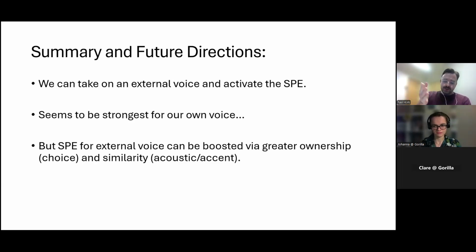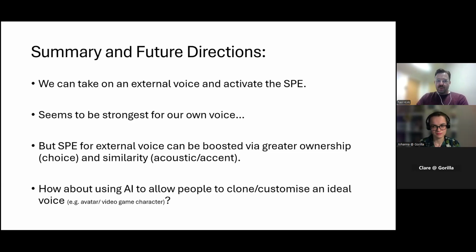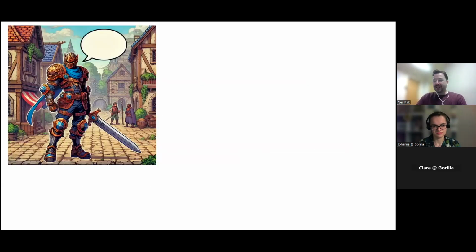But we have shown that the SPE can be boosted via greater ownership in the form of choice and similarity, whether that's in the form of acoustical features or accent. So maybe we could use AI to customize an ideal voice for ourselves to use in these technologies. Again, I'm thinking about in a video game, would I play differently if it was a voice that was either mine or one I'd customized ideally for myself?